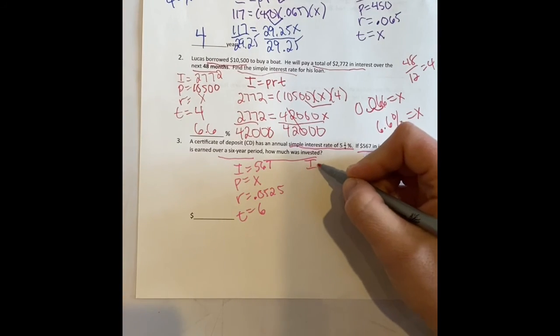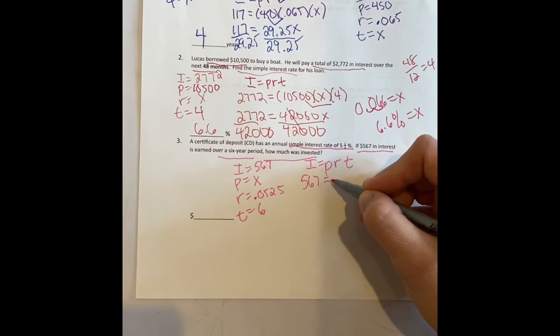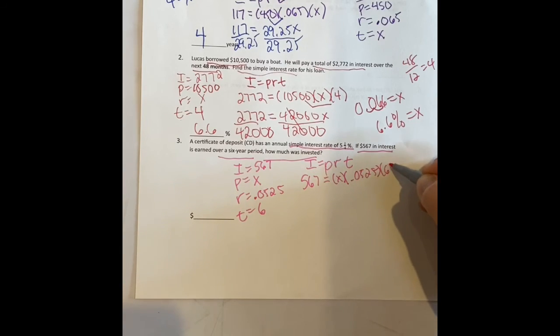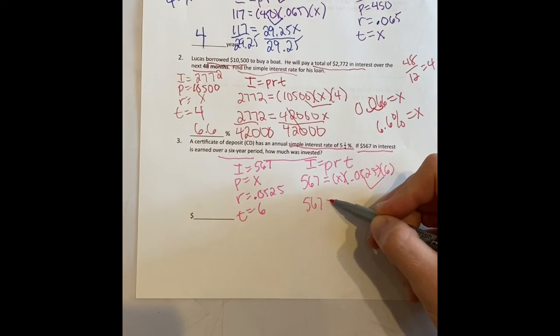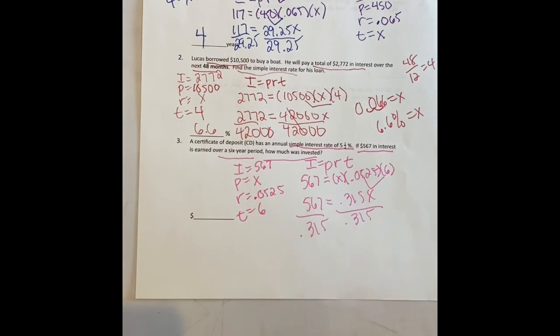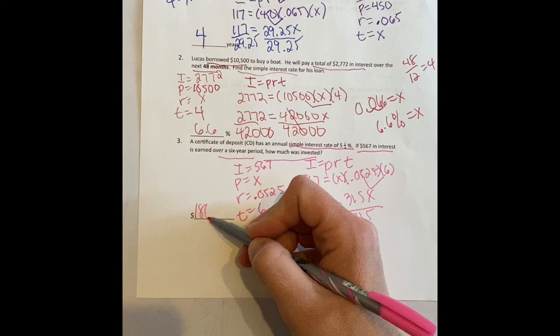So I equals PRT. 567 equals X times 0.0525 times 6. And now we want to multiply 0.0525 times 6. And that would give you 567 equals 0.315x. And then you have to divide 0.315 on both sides to get x by itself. And that would give us 1,800 is equal to x. So that would be the amount that he invested.